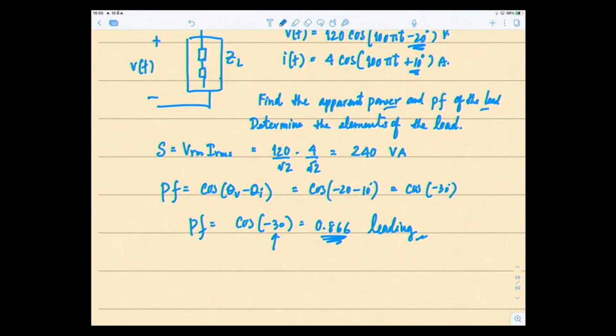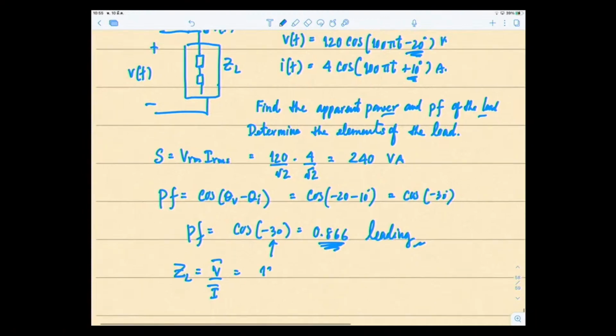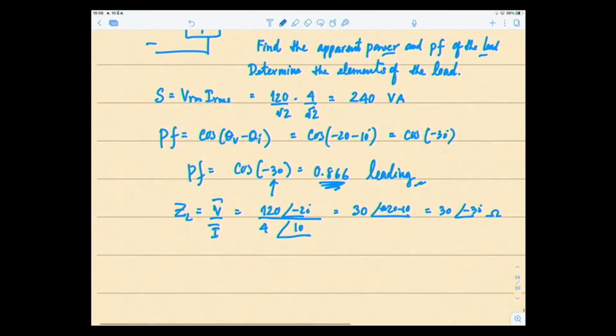Next one, determine the elements of the load. So you have to know the value of the load. Your ZL is equal to phasor V over phasor I. Your phasor V is 120 angle minus 20 degrees. Phasor I is 4 angle 10 degrees. So equal to 30 angle, minus 20 minus 10, so equal to 30 angle minus 30 degrees ohms. This is in polar form.